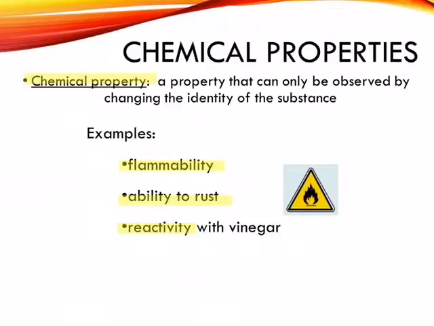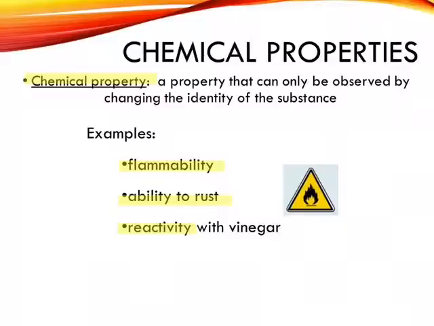The other type of property is a chemical property. And this is something you can only observe by reacting the substance with another substance or by altering what it is. Examples of that would be flammability. To measure whether something's flammable or not, you would have to catch it on fire, and that is actually a chemical reaction. The ability to rust.